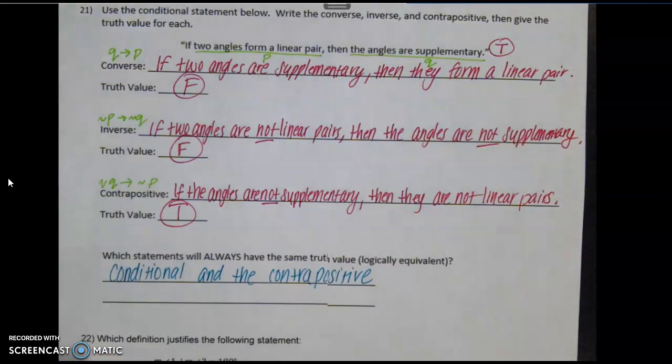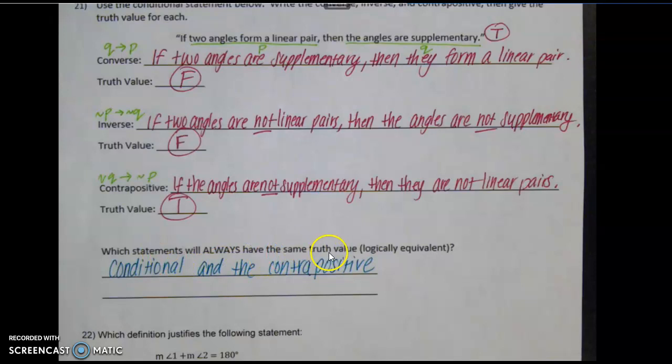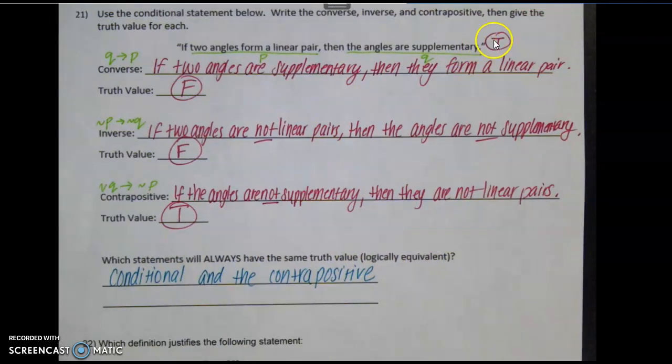All right, the next question says, which statements will always have the same truth value, aka logically equivalent? That is the conditional, the original, and its contrapositive. If you did not know that, whatever the conditional statement is, if it's true or false, the contrapositive will have the same truth value. That's called logically equivalent. That's just a rule. It's always true.